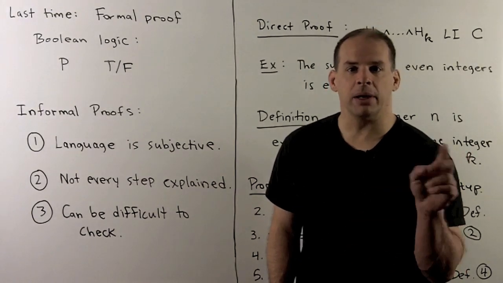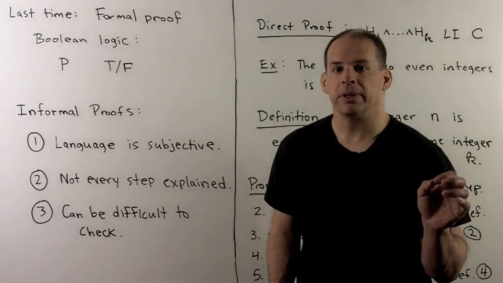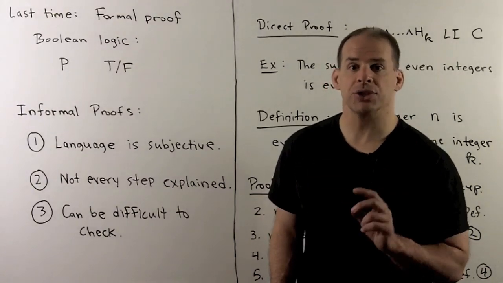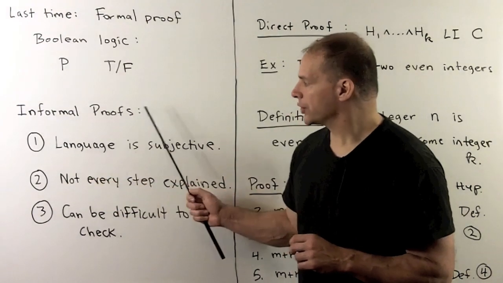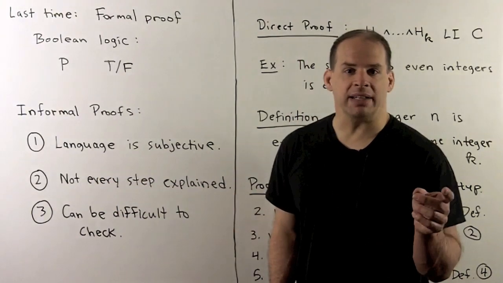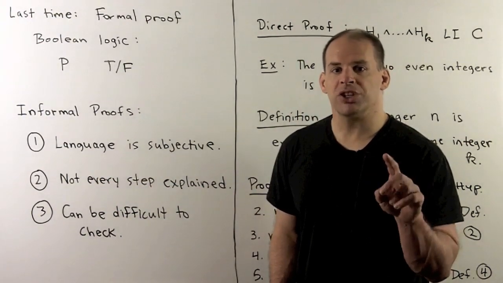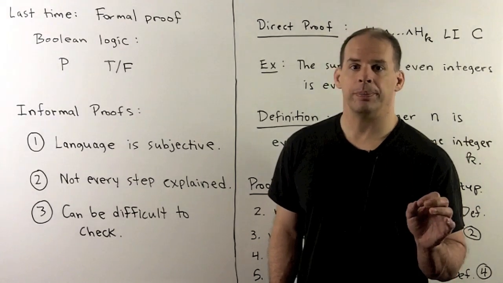A type of statement where Boolean logic wouldn't apply, try this: this statement is false. Now, for informal proofs, it's going to be the same basic idea, except there's going to be some looseness, so we'll need to be careful.